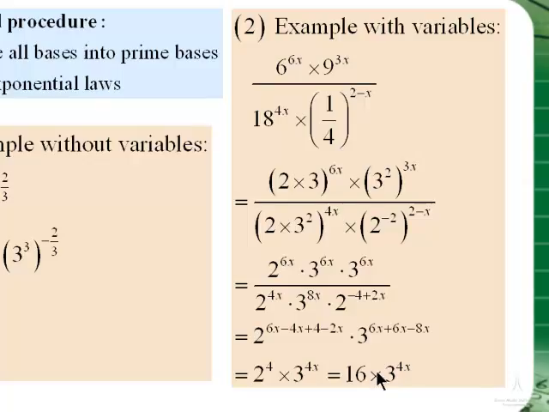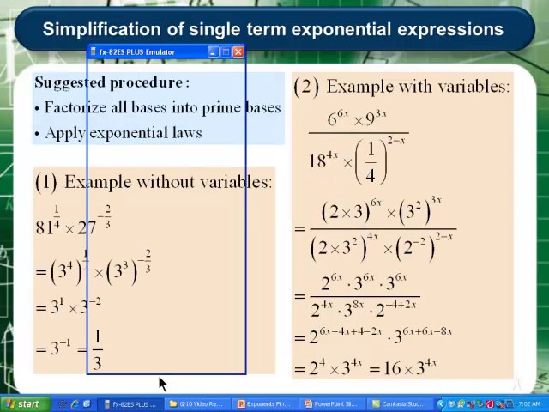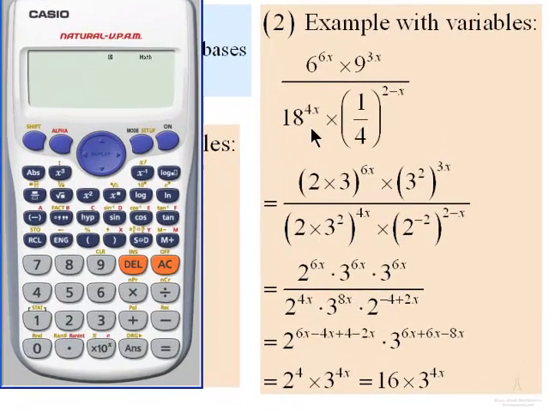and therefore the final answer is 16 times 3 to the power 4x. Just to finish this off, let me use the calculator to show you how to get the prime factorization for a particular base, and I will only do 1 or 2 of them. Let's focus on 18. Of course, you should know that 18 is 2 times 9 and therefore 2 times 3 to the power 2. But if you don't know, you can always use your calculator.